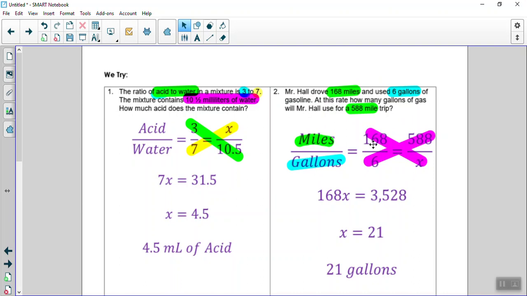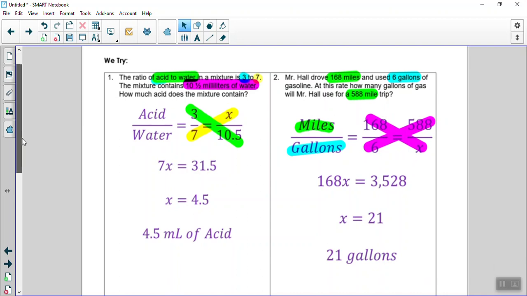Use your word ratio to set up where your numbers should go, and then cross multiply. It's easy to see here that we have miles for 6 gallons, those go together, but we want to know how many gallons it's going to be for a 588-mile trip. So use your words to help you fill in your numbers. Okay. Let's look at another one.